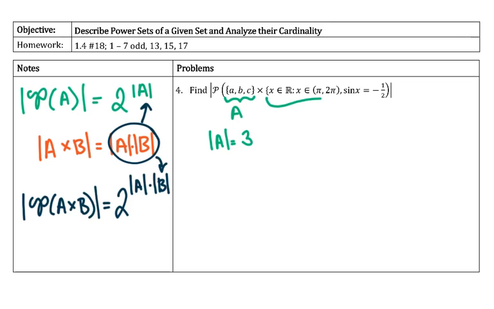This one's a little bit harder. This is our B, and it says that X is a real number. X is in the interval, so this is not an ordered pair, this is the interval notation from pi to 2 pi, where sine of X is equal to -1/2.